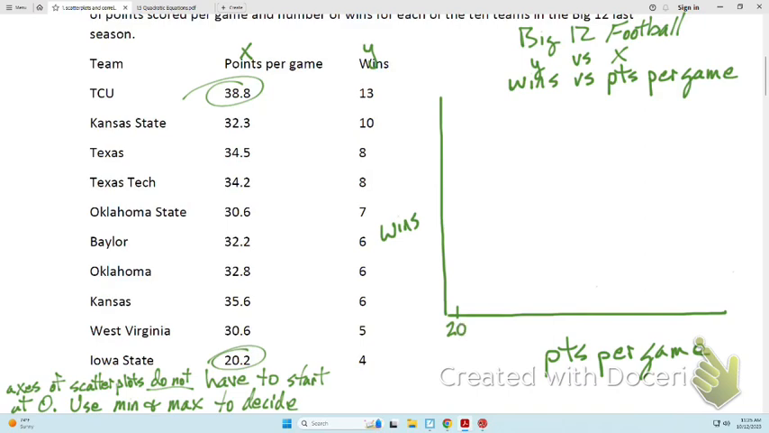So let's start at the min. And let's go by twos. That's totally up to you. As long as we get to around 38 or 40, I think that's fine. So I'm going to go by twos up to 38. I'm going to spread these out more. Sorry. I don't know. I didn't spread them out much.